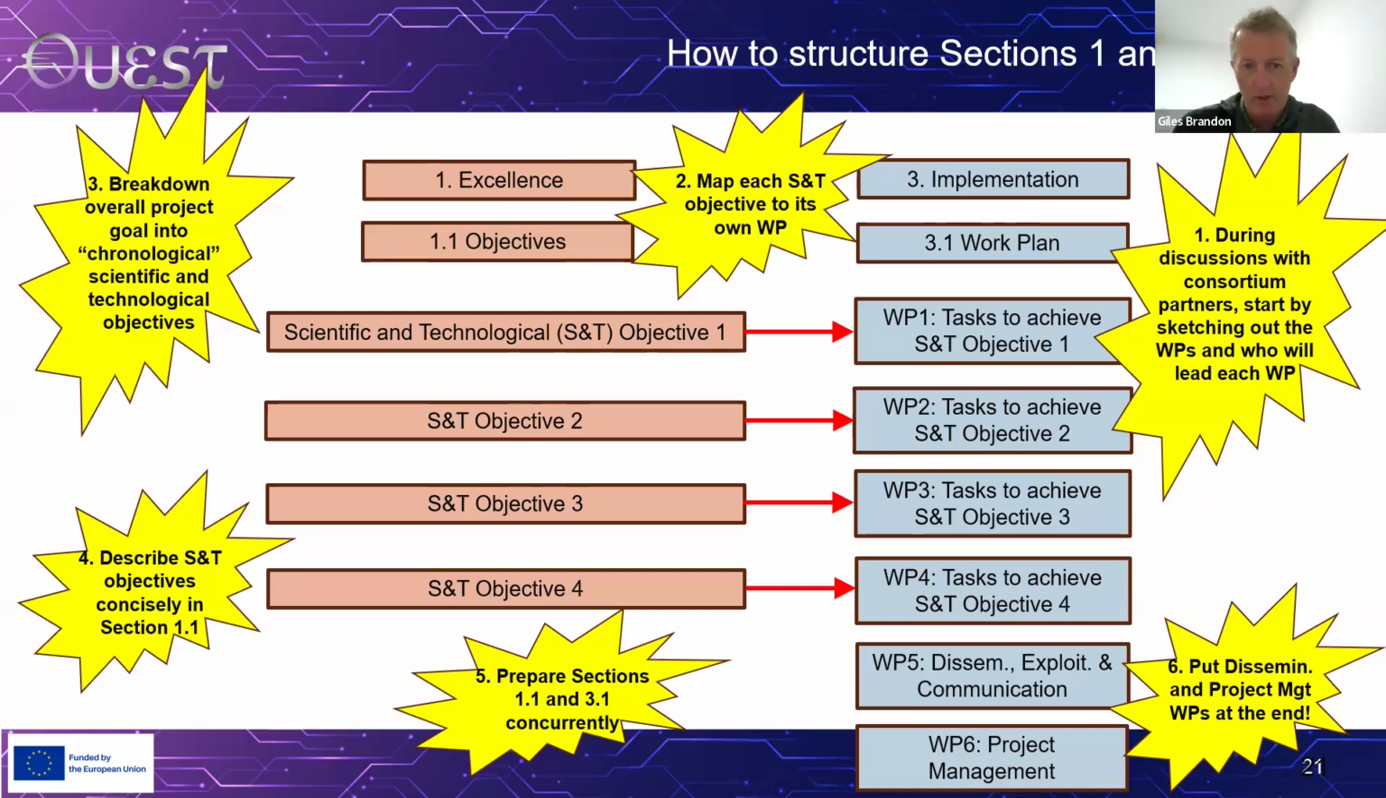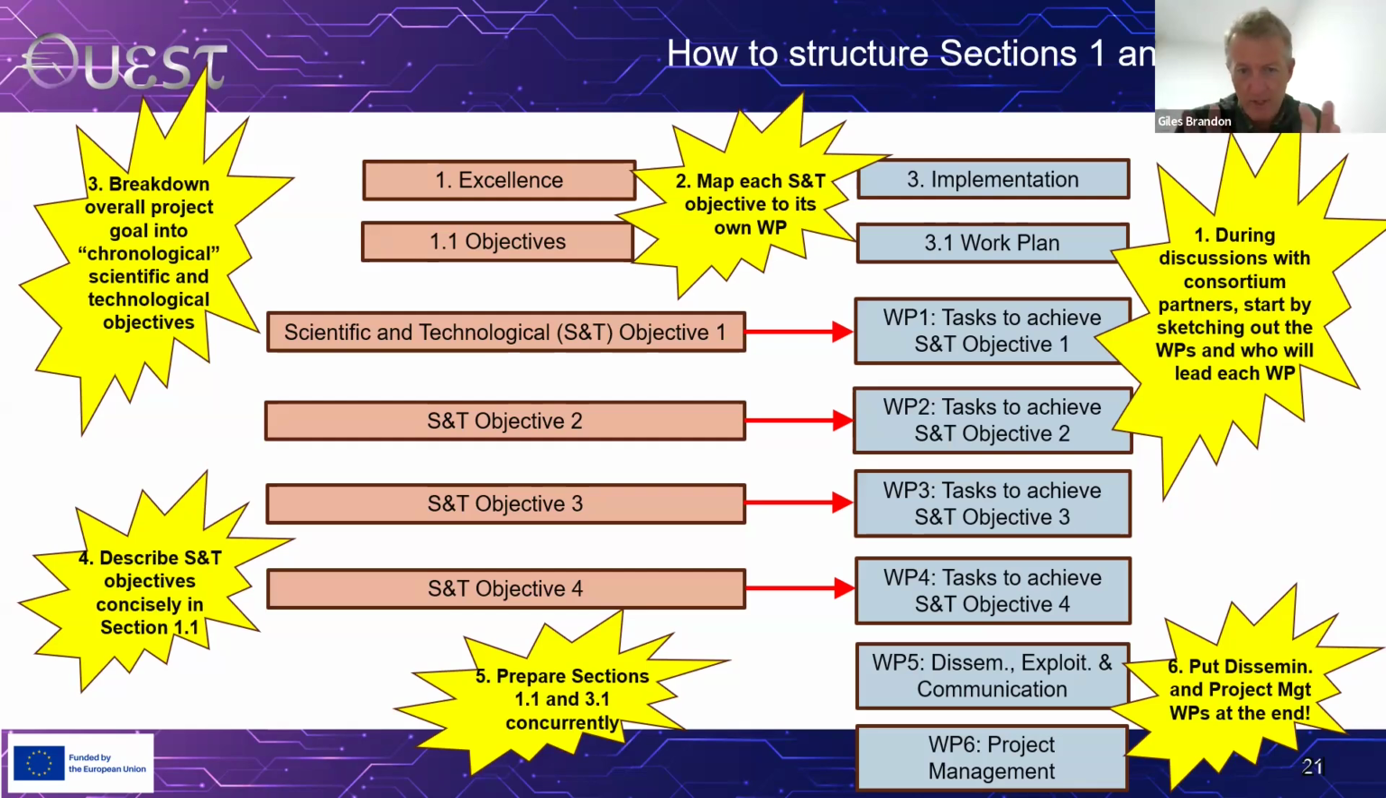So if scientific and technological objective 1 should map to work package 1, scientific and technical objective 2 maps to work package 2, and so on and so forth. The work packages that deal with dissemination, exploitation, and communication and project management, I always put them at the very end. I know a lot of consortia put them right at the start, but I say no, stick them at the end, because it then allows you to have this nice mapping between the numbers of the objectives and the work packages.